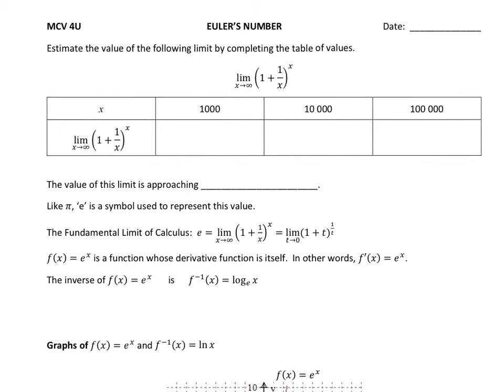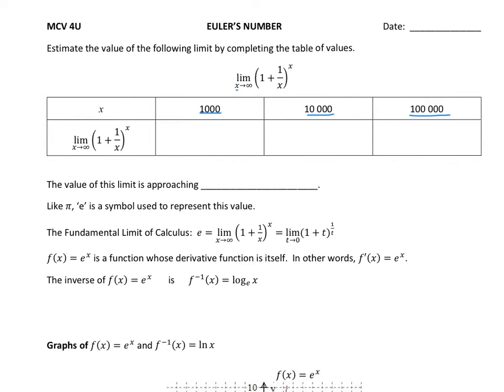We're going to talk about this special number e, which is called Euler's number here. First of all, we're going to estimate the value of the following limit by completing this table of values. So I've given you the limit here, and I've also told you what values you're going to sub in for the x to estimate what that limiting value is.